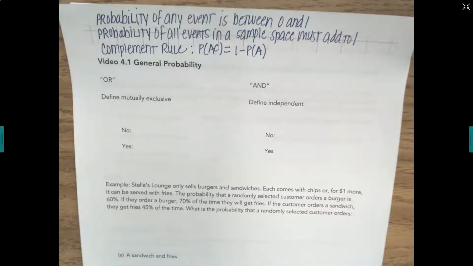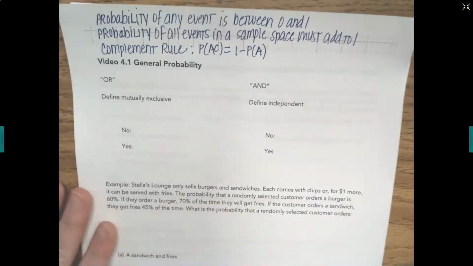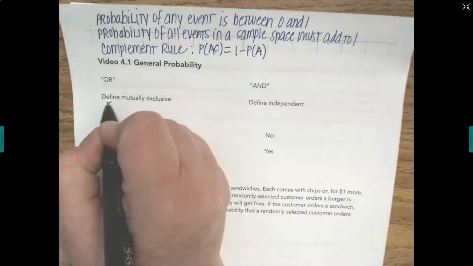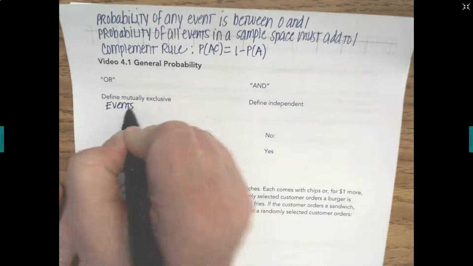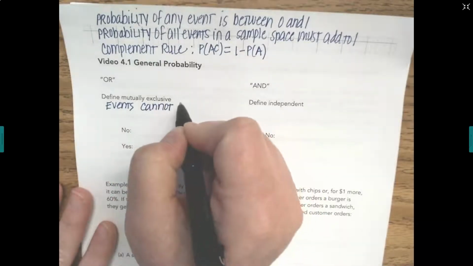So when we have some problems about probability, the first thing you really need to be asking yourself is about mutually exclusive or independent. You should ask yourself, are these events mutually exclusive? Are these events independent? Okay, so let's start with our mutually exclusive. These are OR problems. Mutually exclusive means events cannot occur together. So if we're looking at two things, they cannot occur at the same time.